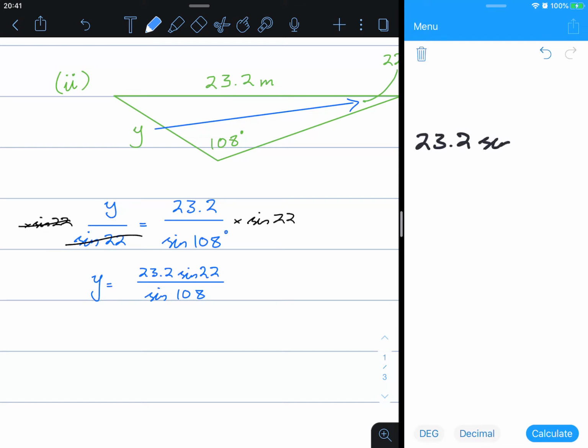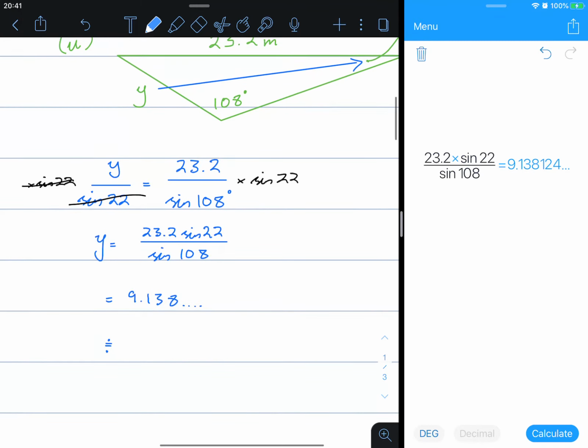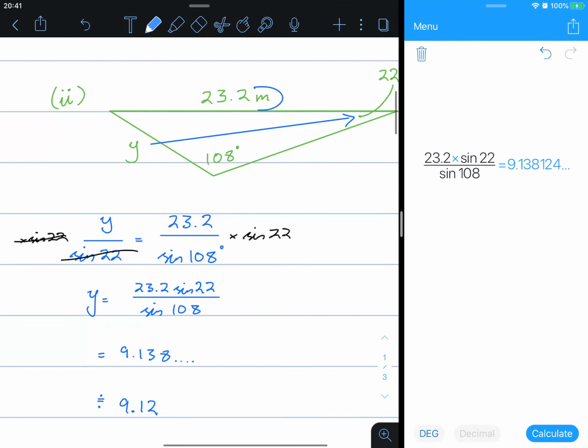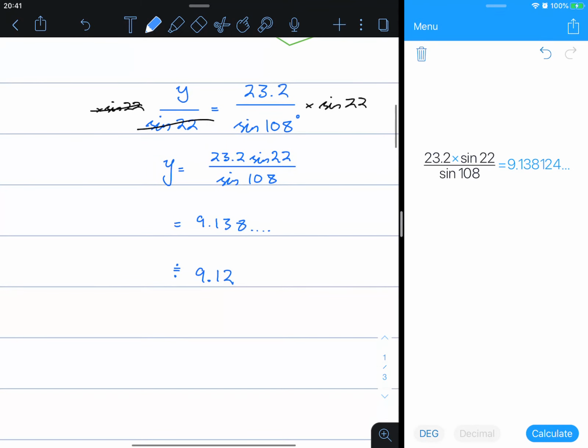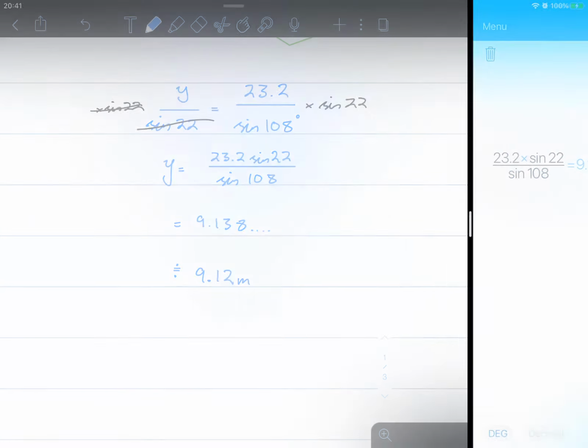So using our calculator, 23.2 sine 22 all over sine 108. This gives us y is equal to 9.138, and we'll just round this off to two decimal places as 9.14, in meters, so the answer stays as meters.